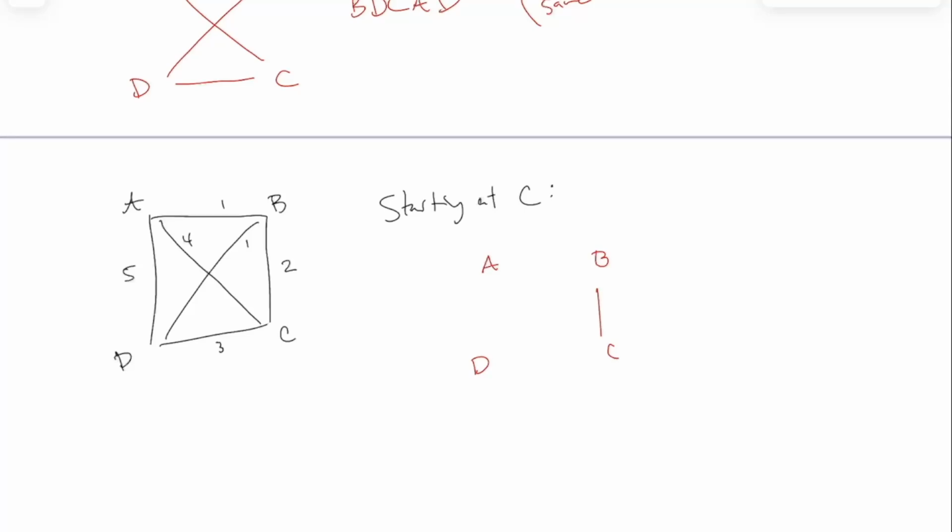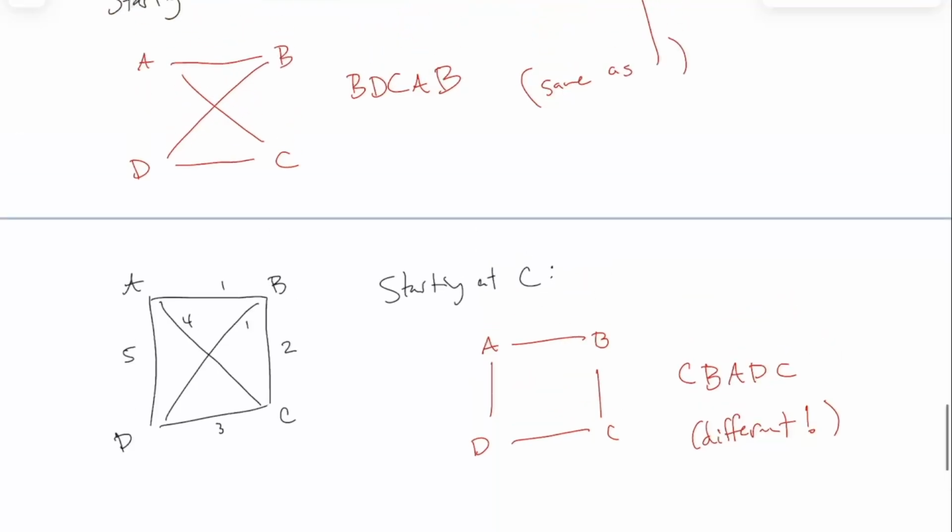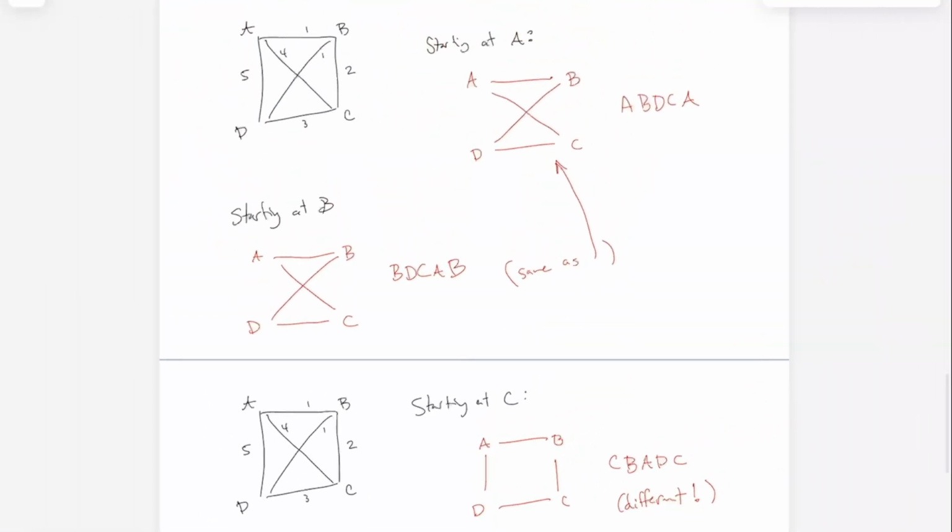Next, again, we have sort of a tie, 1 or 1. Let's just say we take the 1 across the top. Now from A, I can't go back to C because that makes a subcircuit, so I must go down to D and then D across to C. So my answer this time was C, B, A, D, C. All right, and this is different from the answers that we got from the other two, right?